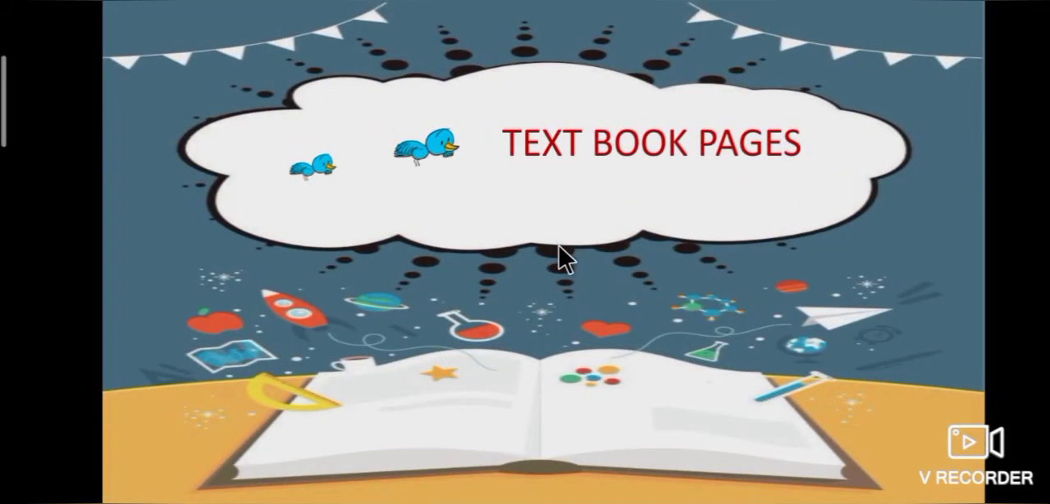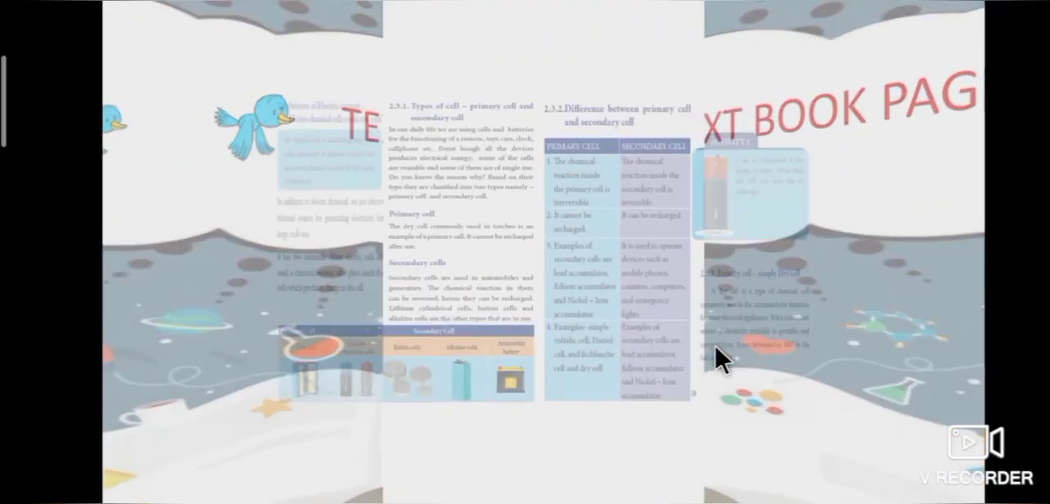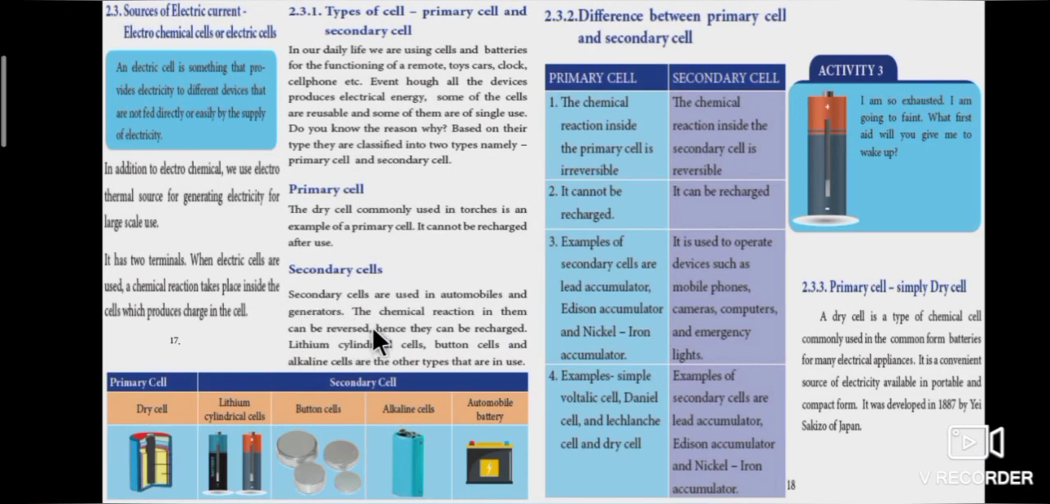Okay, students, I hope you all understood about electrochemical cell and its types, switches, batteries and its invention, types of circuit. Now let's see some textbook pages related to today's topics. Page number 17 and 18 explains about electrochemical cells and its types. What is electrochemical cell? An electric cell is something that provides electricity to different devices that are not fed directly or easily by the supply of electricity.